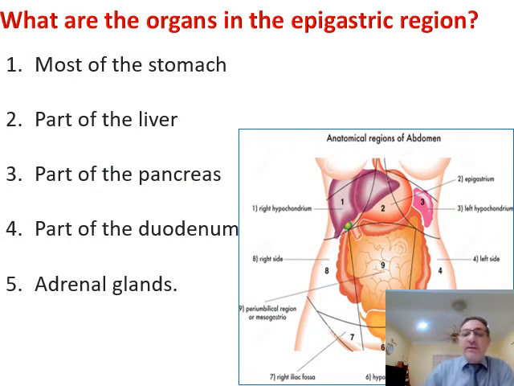Other structures in the epigastrium, we have the stomach here. This is the costal margin on the right side and on the left side, and this is the transpyloric plane. And this is the epigastrium. Other structures in the epigastrium: the stomach, the left lobe of liver, the head and neck of pancreas, parts of duodenum, and also adrenal glands.